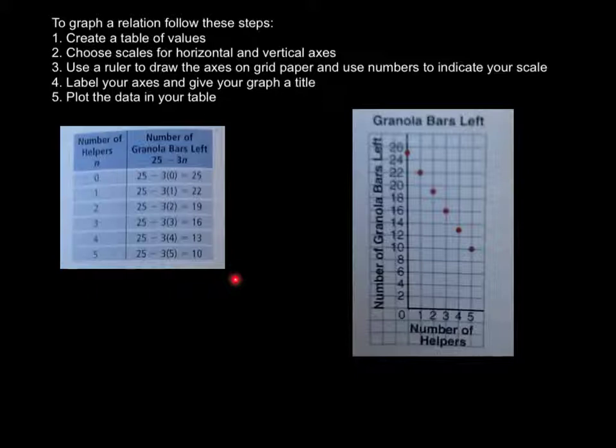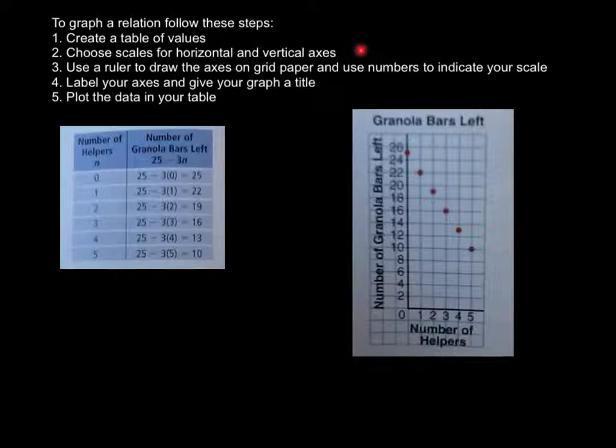So our relation here is that n is related to 25 minus 3n. We have our inputs here, so 0, 1, 2, 3, 4, 5. And then we have our outputs, 25, 22, 19, 16, 13, and 10. So once we have that data in our table of values, you've done step number 1 of graphing your relation. So we've created our table of values, which is right here.